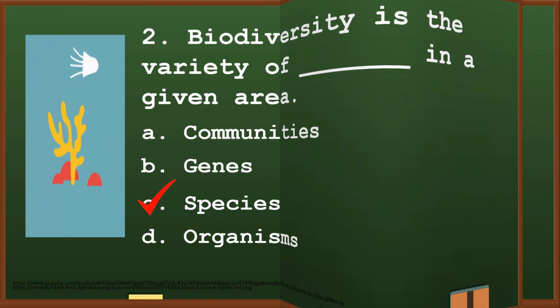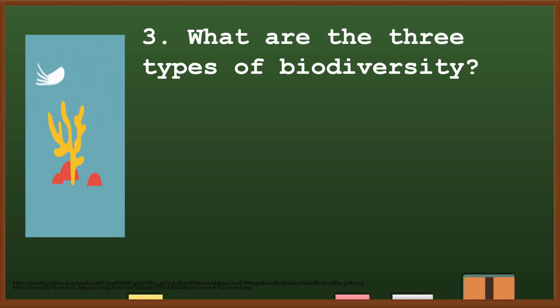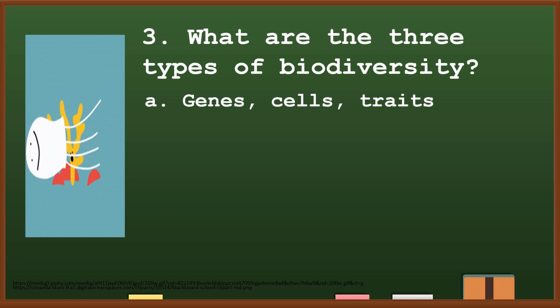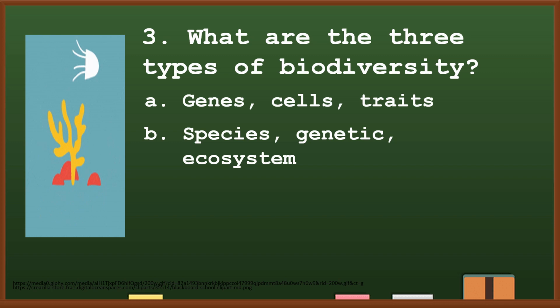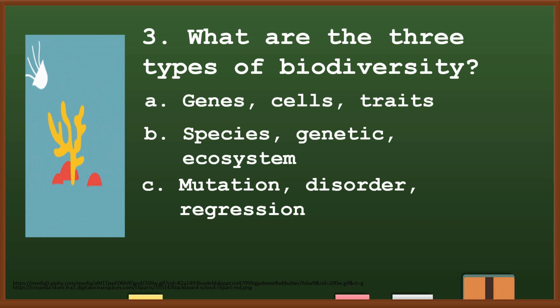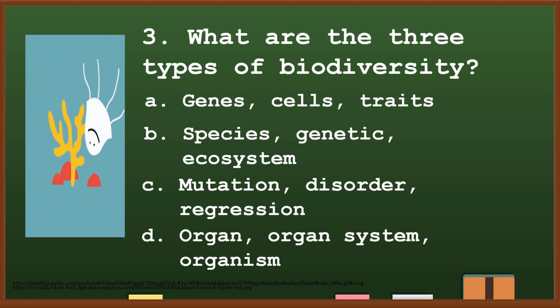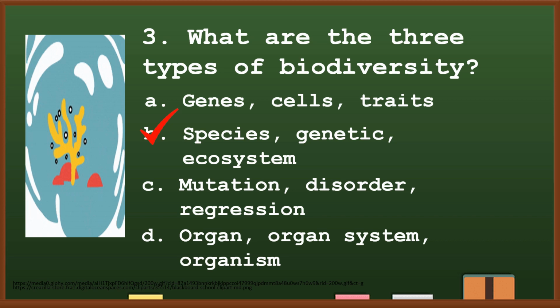Question number 3. What are the 3 types of biodiversity? Letter A, genes, cells, traits. Letter B, species, genetic, ecosystem. Letter C, mutation, disorder, regression. Or letter D, organ, organ system, organism. The correct answer is letter B, species, genetic, ecosystem.